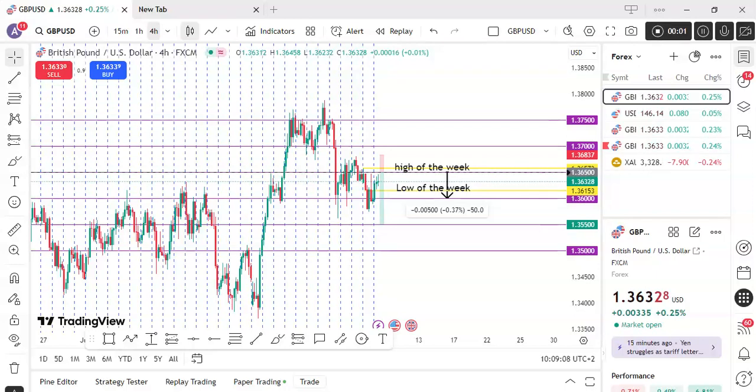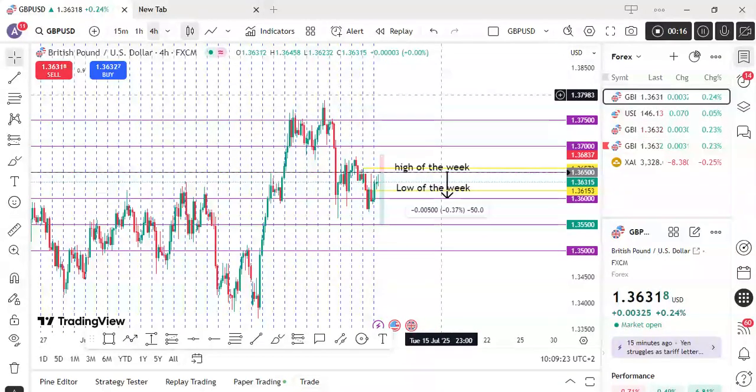Hello guys, good morning. So this is my chart GBPUSD and this is my 4 hour time frame. I just wanted to share my bias quickly for today being Tuesday.